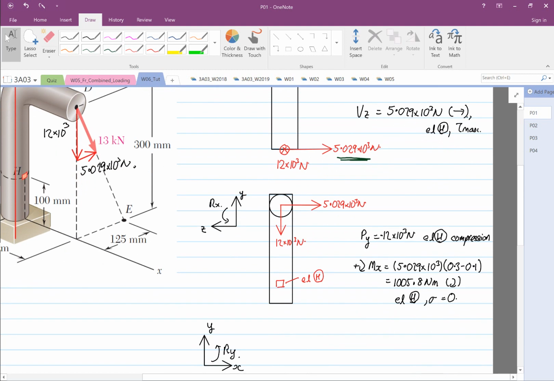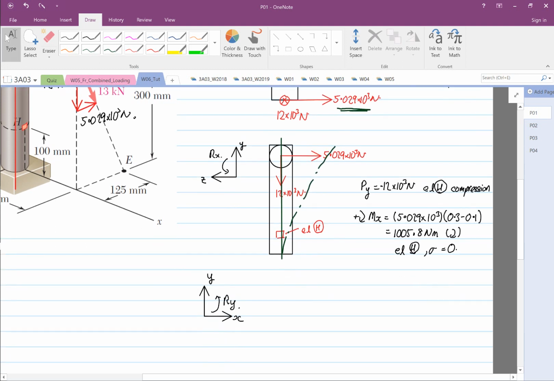Then for the next view, we view from Y and Z. There's our element H, and this is the position of the neutral axis. We know that the 12,000 is going to induce an axial load, compression, and a moment about X. Why is that so? Because the structure will deform this way. So this is the deformation, and it is due to bending moment.